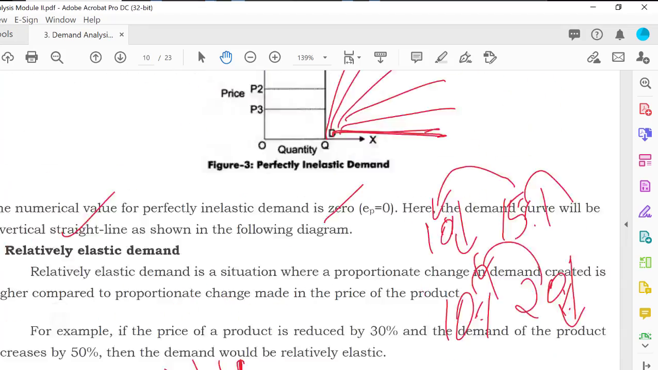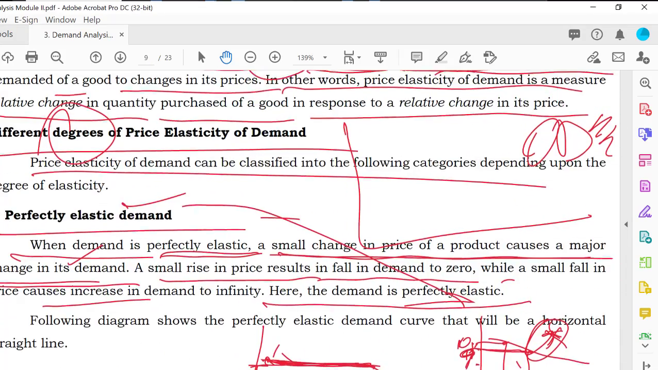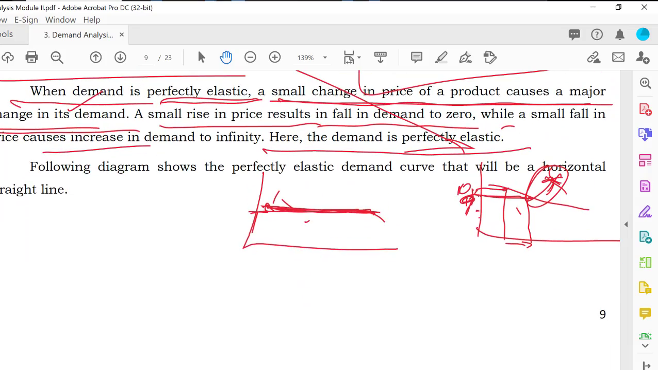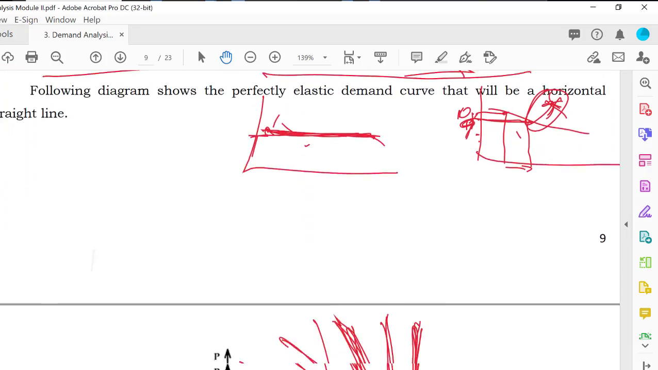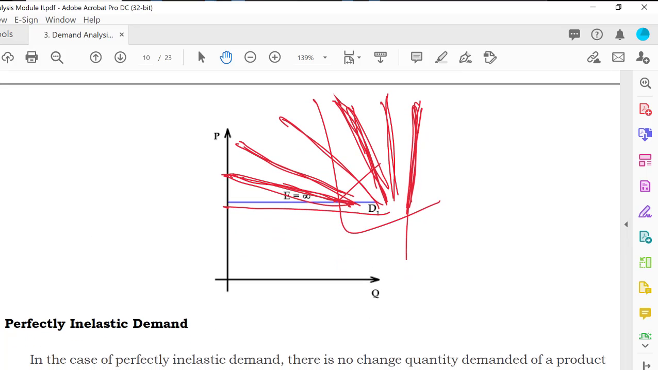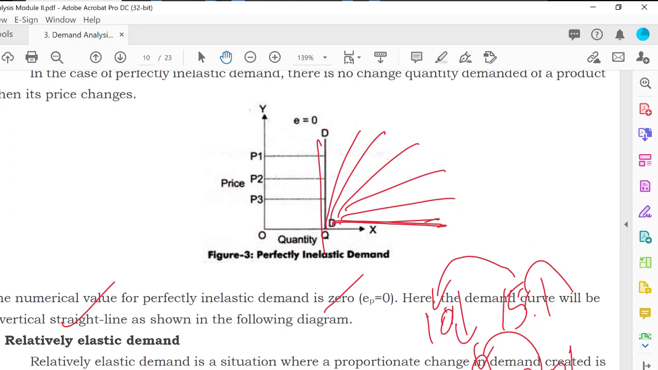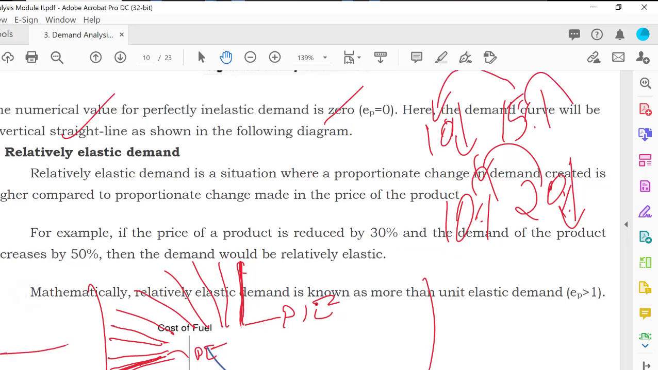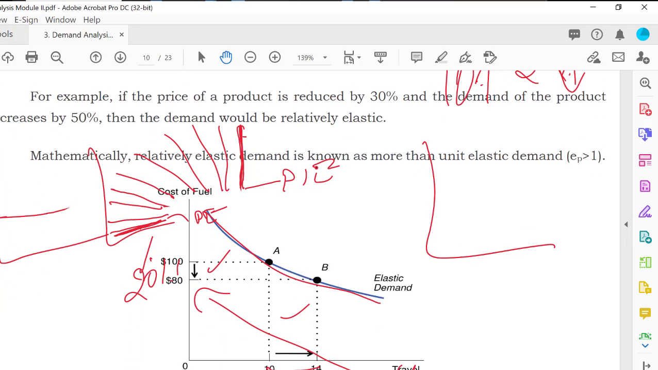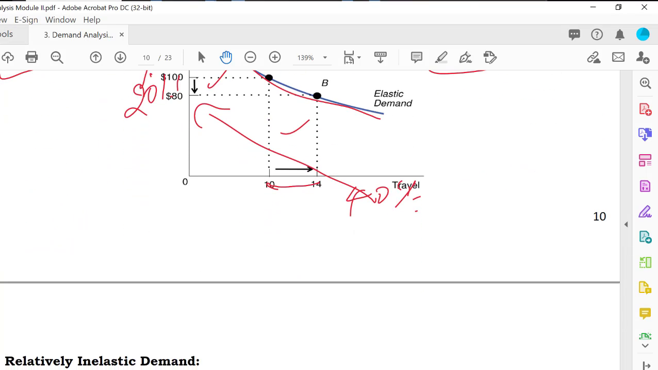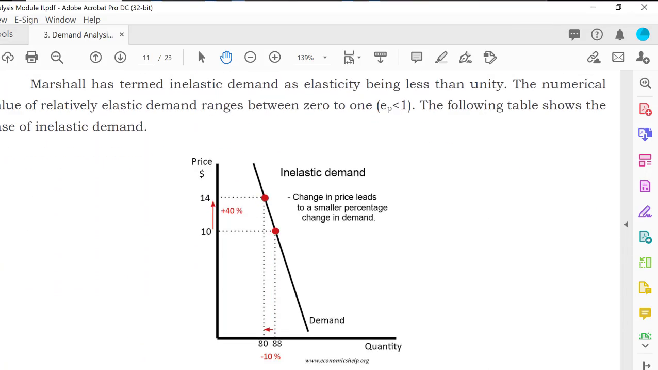We have found initially that there can be a perfectly elastic demand situation where your demand curve will have a horizontal straight line shape. Similarly, you can have a perfectly inelastic demand, where the demand curve will be a vertical straight line; a relatively elastic demand curve, which is flatter; and similarly relatively inelastic demand, which is steeper. Flatter is more elastic, steeper is less elastic.